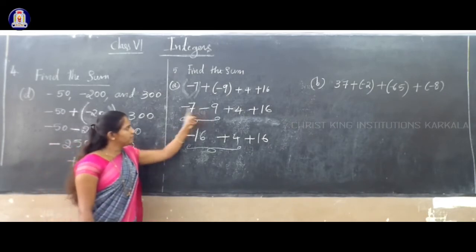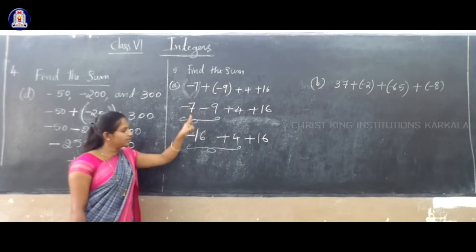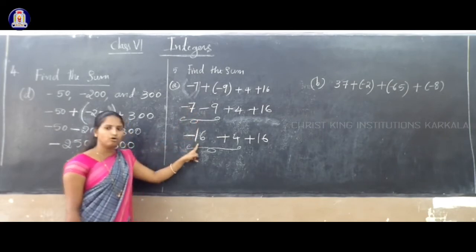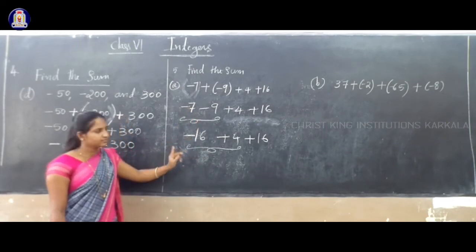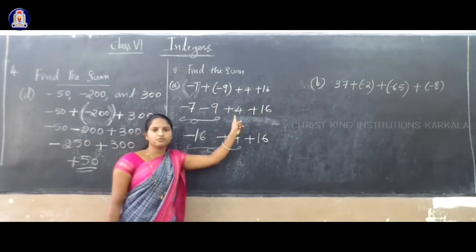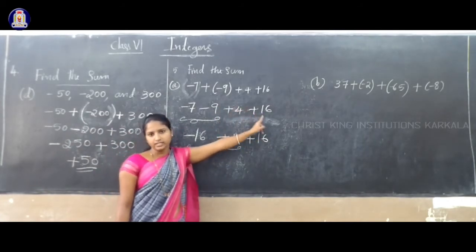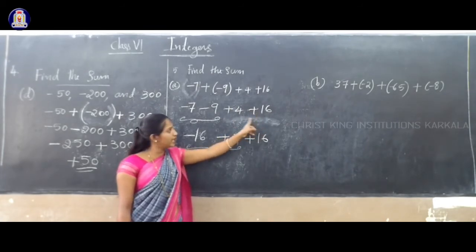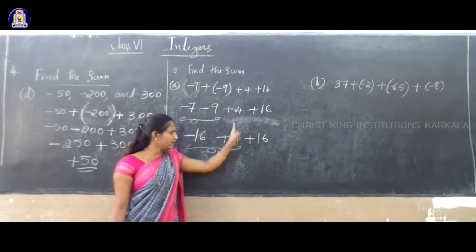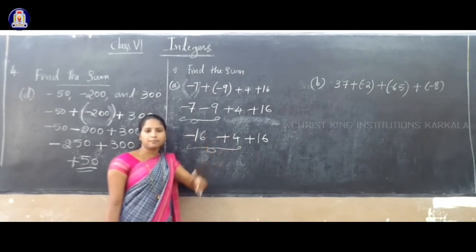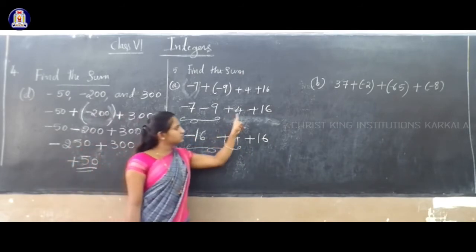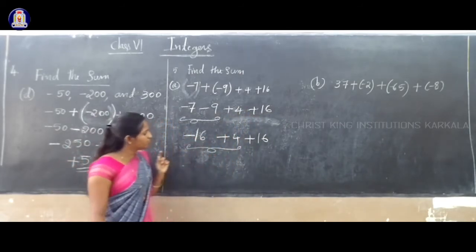We solved minus 7 and minus 9, and we got minus 16. The remaining integers are plus 4 and plus 16. If you solve, you can write as it is. In the next step you can solve, or else you can solve these two. Clear? Okay, we'll solve by this method.